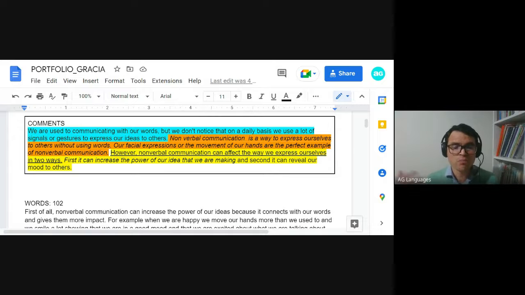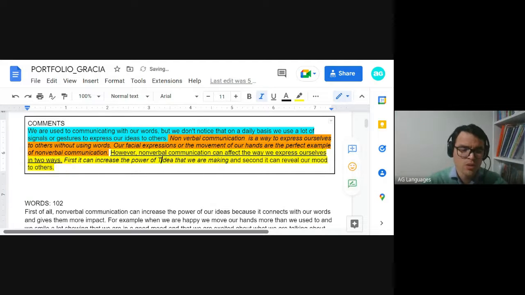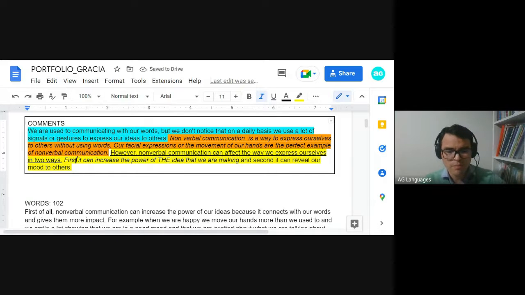First, it can increase the power of our ideas that we're making. And second, it can reveal our mood to others. Okay, I would use here the, yes, so that it sounds better. First, comma, it can increase the power of the ideas that we're making. And second, it can reveal our mood to others. That's awesome. So, what can we say about this introduction?